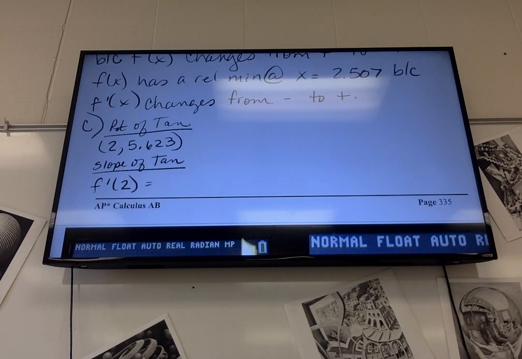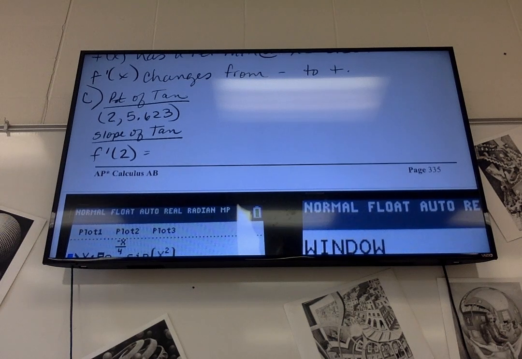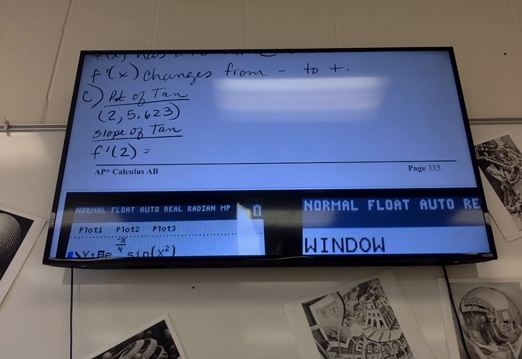Now let me show you some shortcuts here. I think I was going to, but then I was like, it's going to be too complicated. Okay.